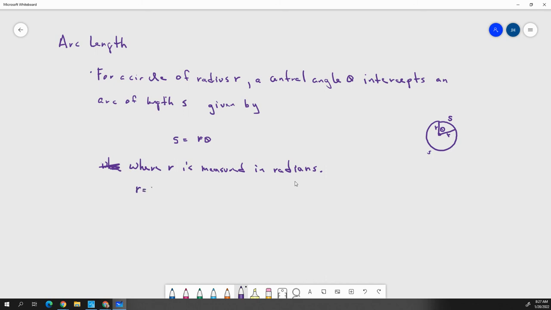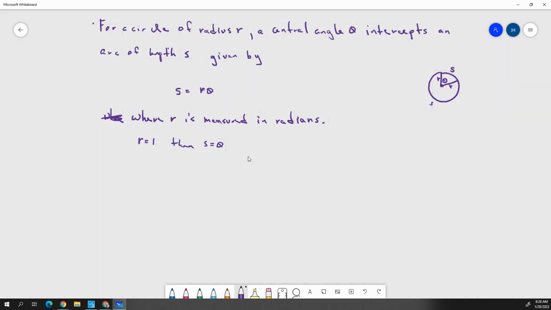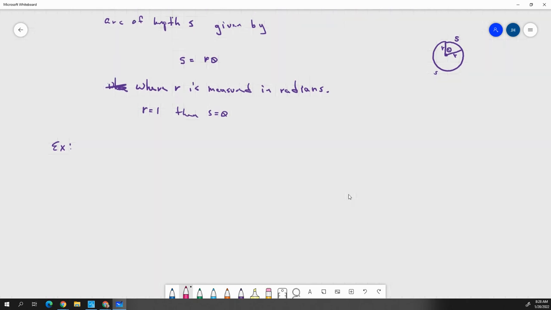If r is equal to 1, then our s is equal to theta. So if the length of our radius is 1, our arc length is whatever our angle is. Does that make some sense? Because then it's a radian, which we talked about when we talked about what radians actually are. So let's look at some examples here. Let's look at an example in a different color so we can differentiate between the explanation and the example.